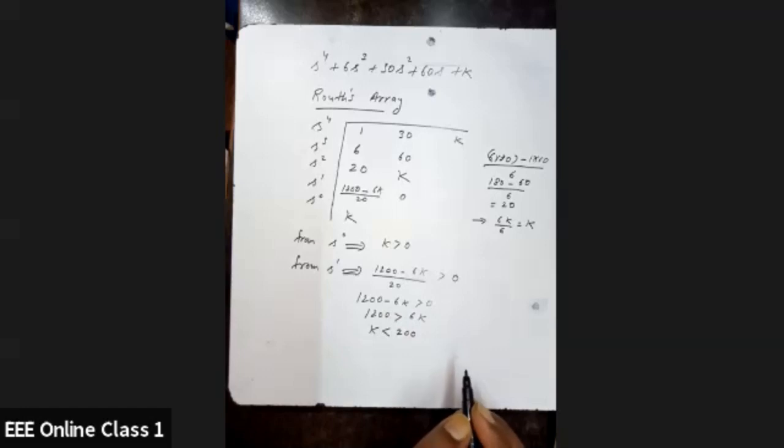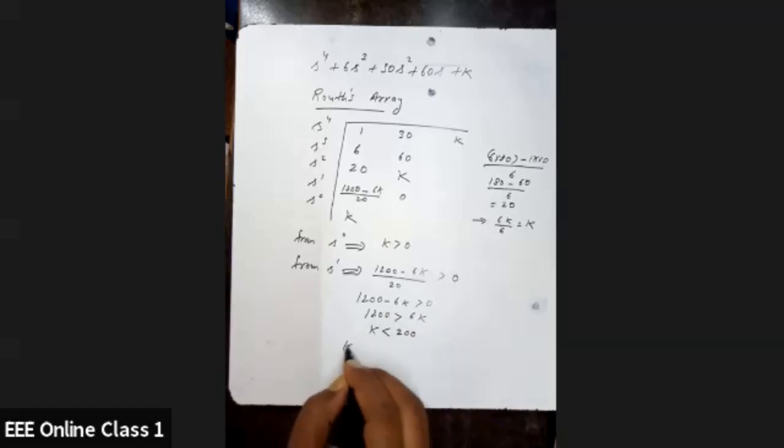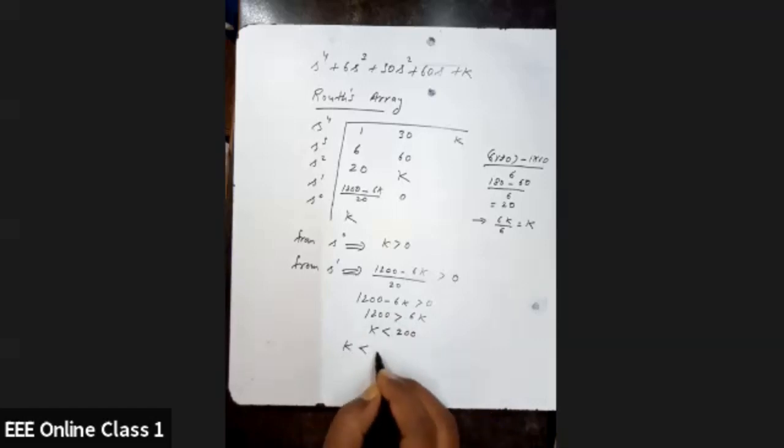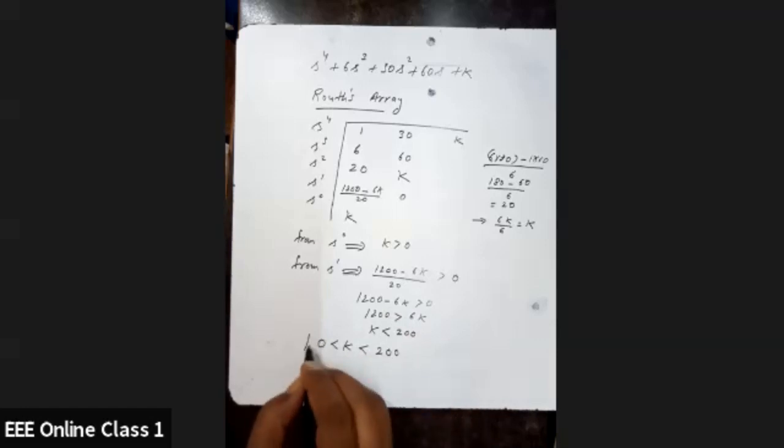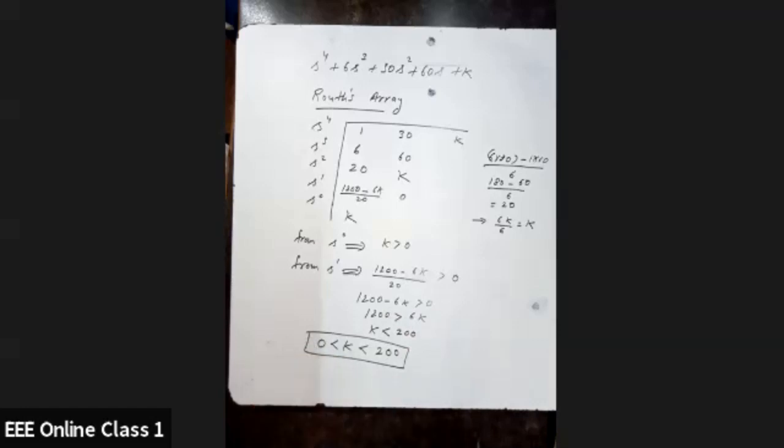Now we found the range of K. The range of K is now K should be less than 200 but greater than 0. So this is the range of K in which the system will be stable. So this is how we can find the range of K using RH stability criteria.